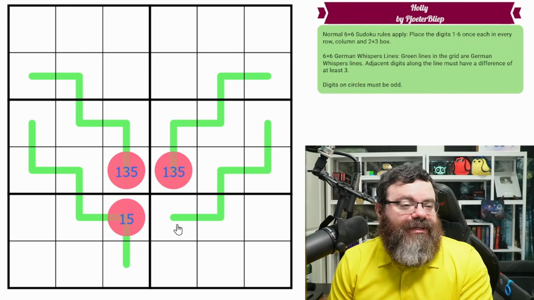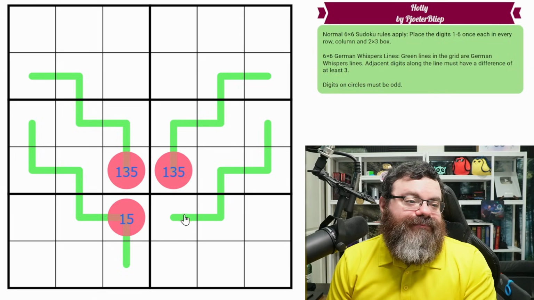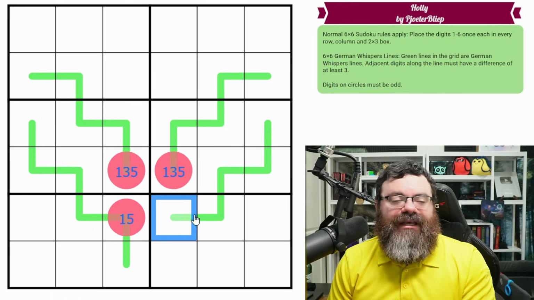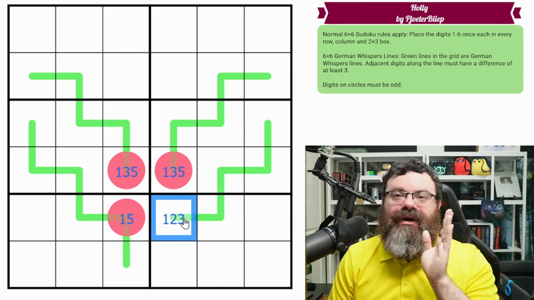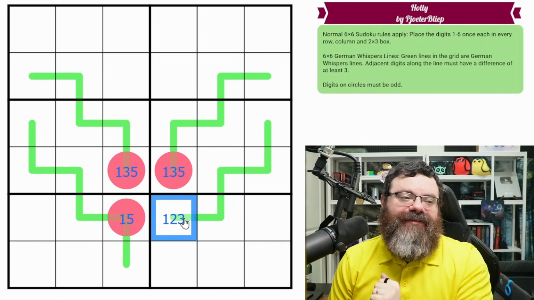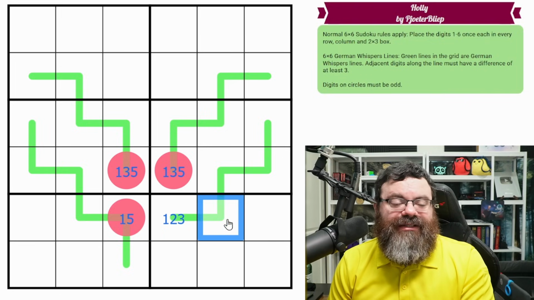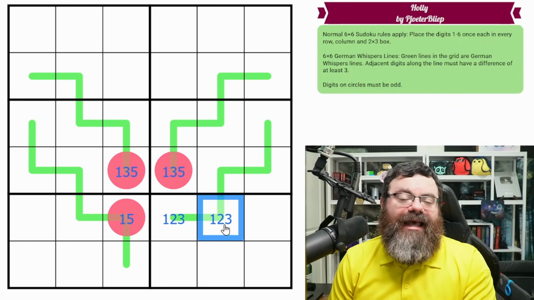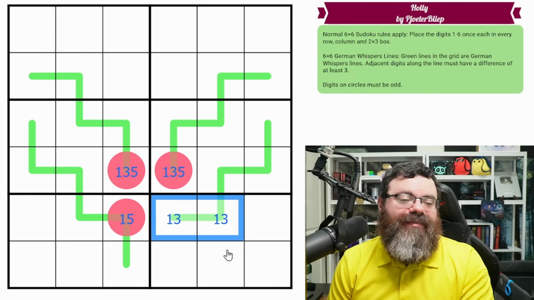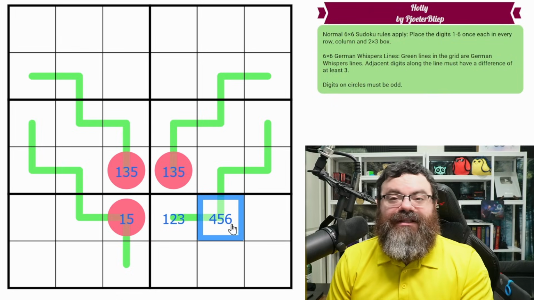Often with German whispers, it's nice to color them. Now, what are we coloring is the question. Well, let's just use this as an example. If this first cell was a low digit, we're going to split the digits in half, low and high. 1, 2, 3 is low, 4, 5, 6 is high. So let's say this was a low digit. If it was 1, 2, or 3, then the digit next to it has to be at least 3 different, which means we can't stay in the 1, 2, 3 range. There's no way any pair of digits here has a difference of at least 3. The best I can do is a 1, 3 pair with a difference of 2, and that's not good enough. So I'm not in the 1, 2, 3 range. I must be in the 4, 5, 6 range.